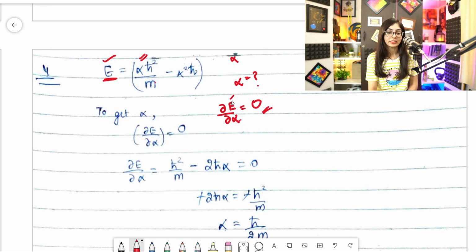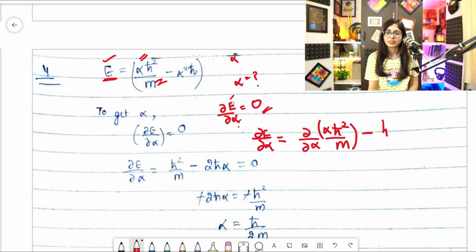So E value is this, and if I differentiate it with respect to alpha, it would be written like this, d by d alpha. And if I just take this d by d alpha of alpha square by m, and minus H cut is constant, it will come out, and differentiating it with respect to alpha, it would be alpha square H cut.